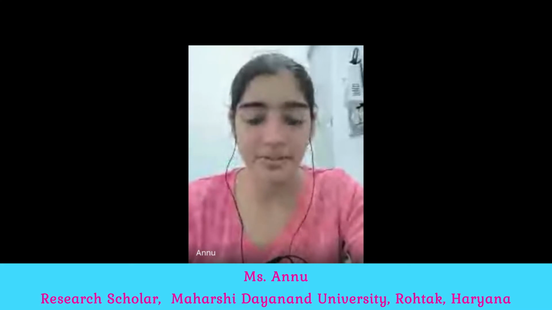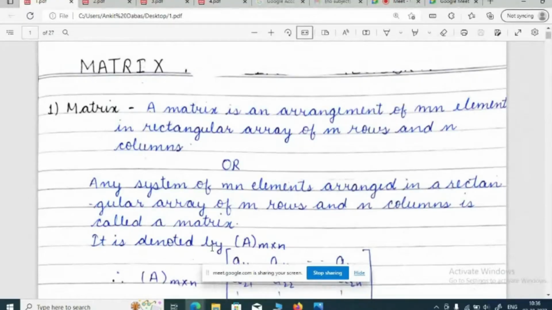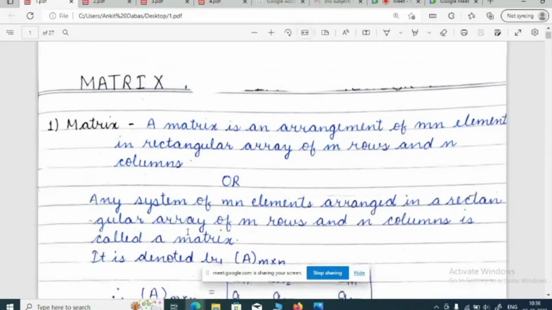So we will be starting from the basics of matrices and will then gradually continue to some properties of matrices, then inverse, determinant, and rank. And if time permits, we will cover the basics of a system of linear equations. So a matrix is an arrangement of mn elements in a rectangular array of m rows and n columns.